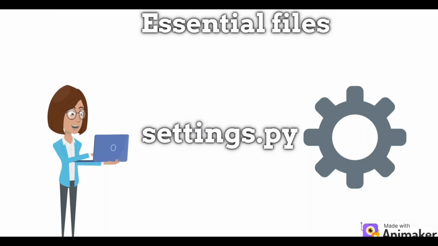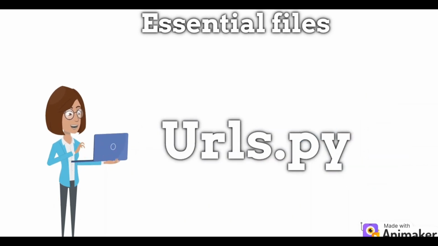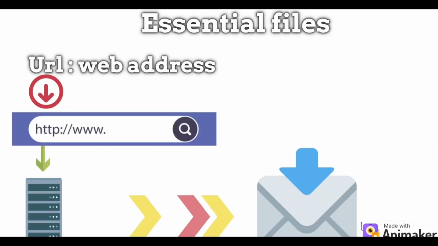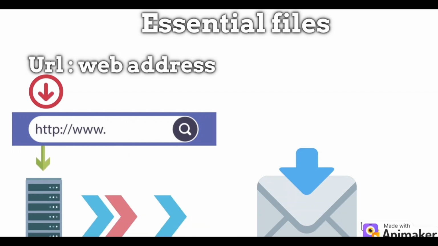And the next file is urls.py. This file is nothing but a GPS. It has the URL addresses. For example, if you want to get some information from Google, what will you do? At first we will enter the web address in the browser, right? Using that address, the server sends the information which is already there at that web address.